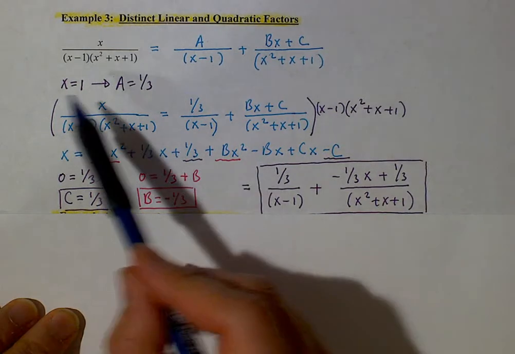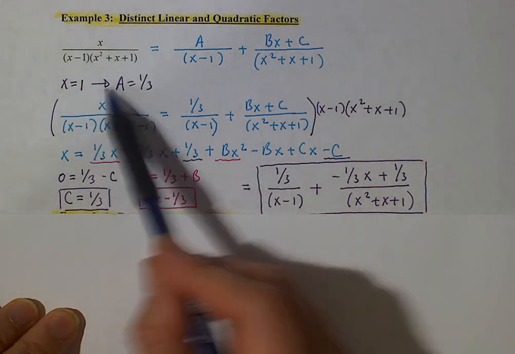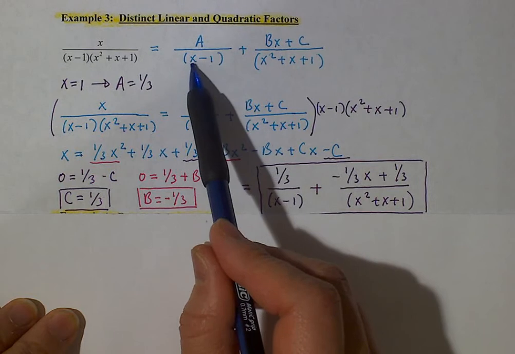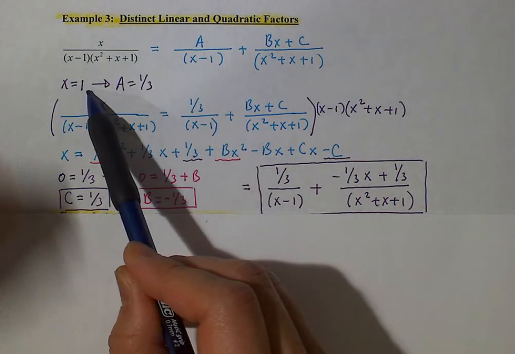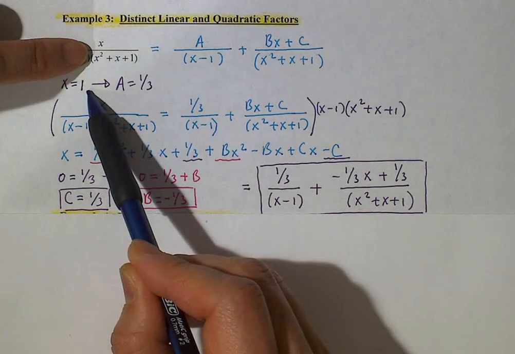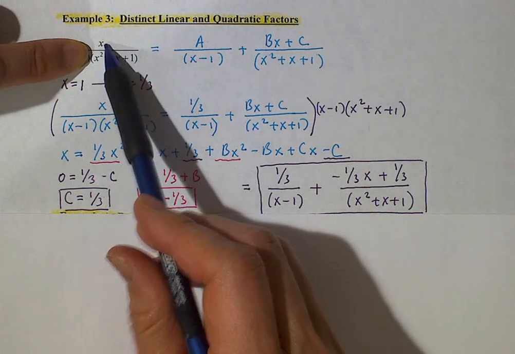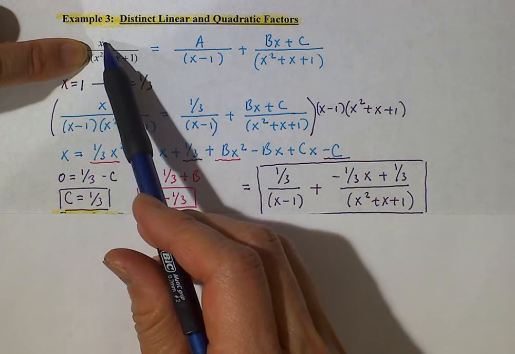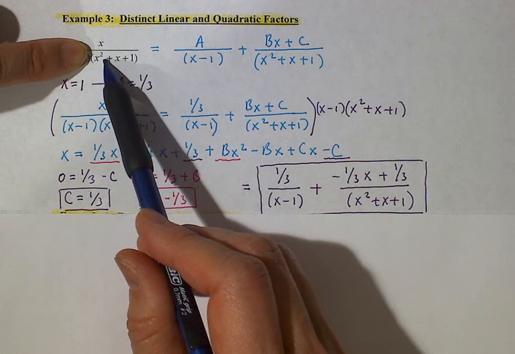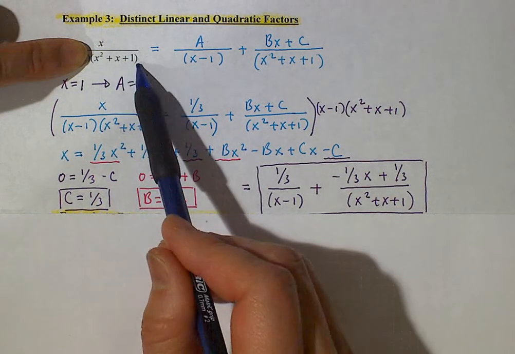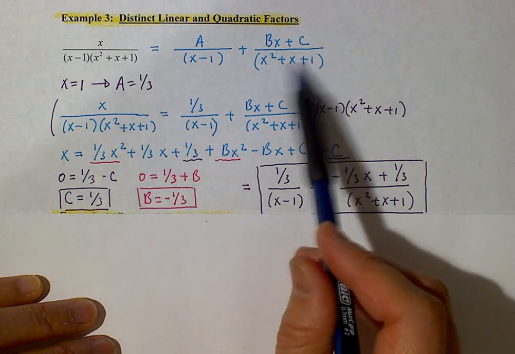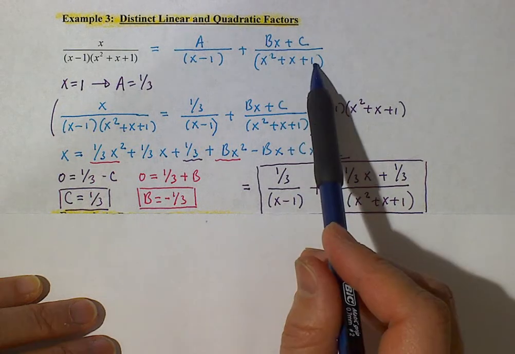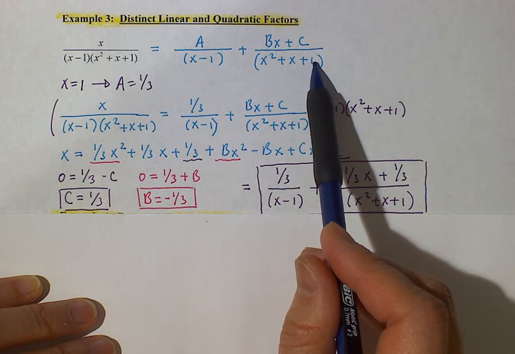Okay, so first thing is I'm going to use the Heaviside method to figure out what a is. So when you let x equal 1, so for this denominator here, then I'm going to cover up this x minus 1, and then put in 1 for all the other x's. So I get 1 over 1 squared plus 1 plus 1, which gives me 3 in the denominator. So a has to equal 1/3. Now, for the other one, I'm not able to do the finger method or the Heaviside method. And sometimes they call it the finger method or cover up method.